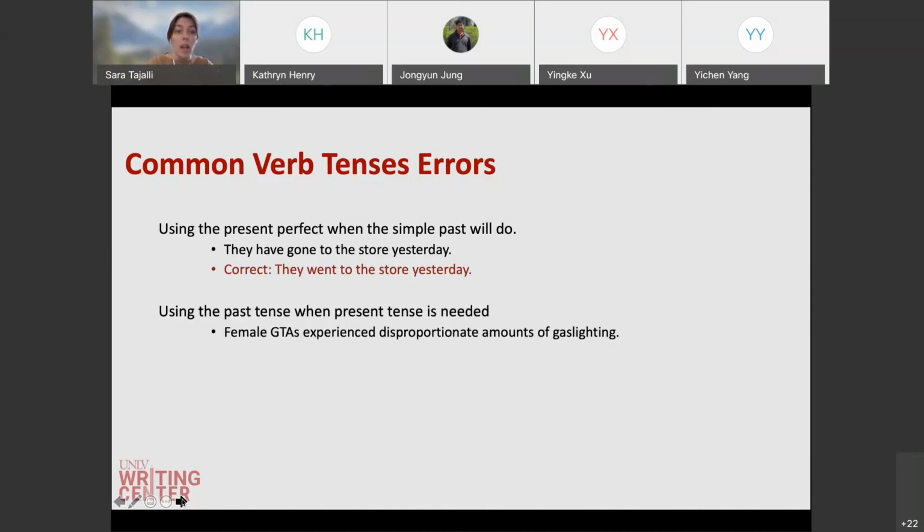All right. Using the past tense when the present tense is needed. So for example, female GTAs experience disproportionate amounts of gaslighting. Unfortunately, this is still true. It's a sad, simple fact. So you want to use the present tense. Female GTAs experience disproportionate amounts of gaslighting. Hopefully that will soon be in the past tense.